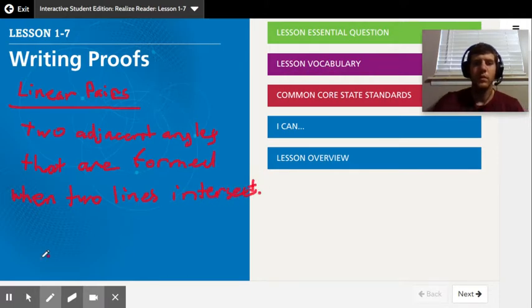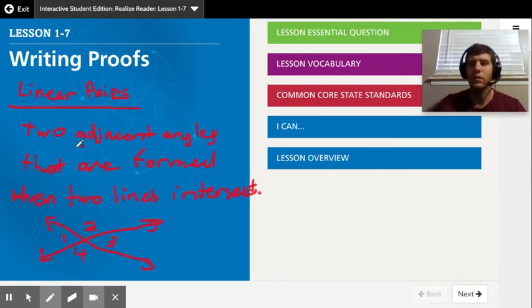Okay, so here we're going to have two lines intersect. The adjacent angles that are formed here are going to be called linear pairs. So for example, 1 and 2 would be a linear pair. 2 and 3 would form a linear pair. They're adjacent angles formed by two lines intersecting. 3 and 4 would be a linear pair.